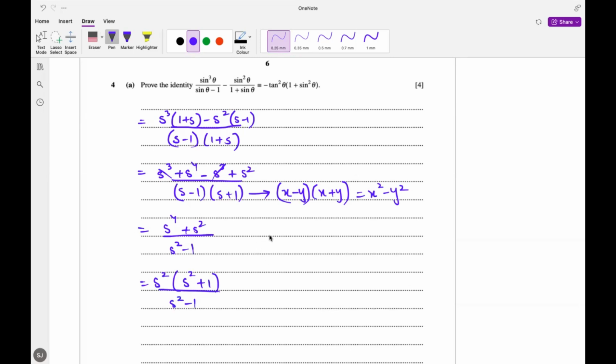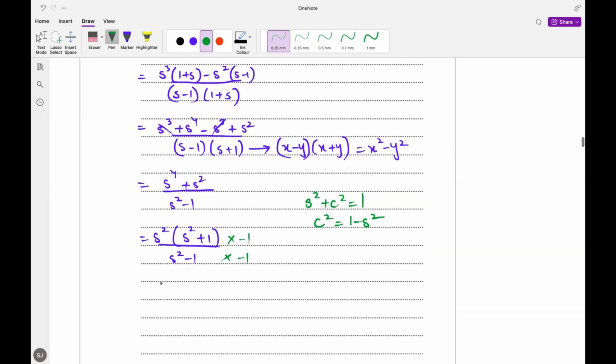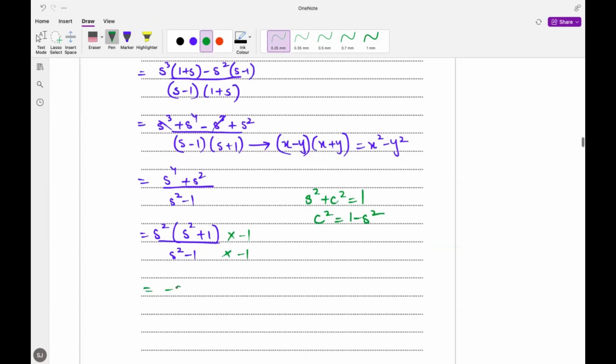Now the identity that we had to prove was −tan²θ(1 + sin²θ). So we already have sin²θ + 1 in the numerator. To get tan², this is sin², so in the denominator we need a cos². Now we know that sin²θ + cos²θ equals 1, or cos²θ equals 1 − sin²θ. But in the denominator, we have sin²θ − 1. To convert it to 1 − sin²θ, we'll have to multiply this by −1. So if you multiply this by −1, the numerator will also be multiplied by −1. So this will become −sin²θ in the numerator, and the denominator will become 1 − sin²θ.